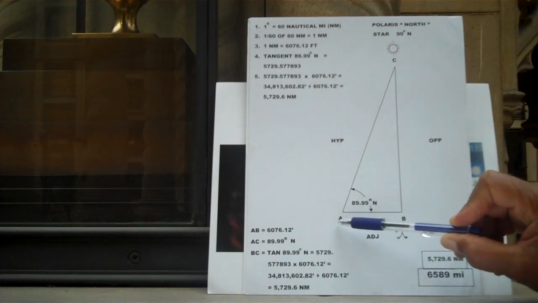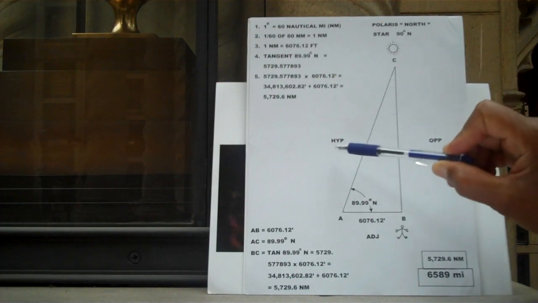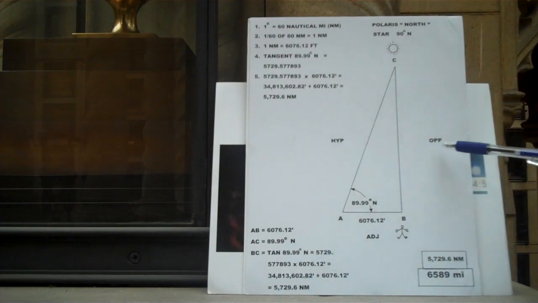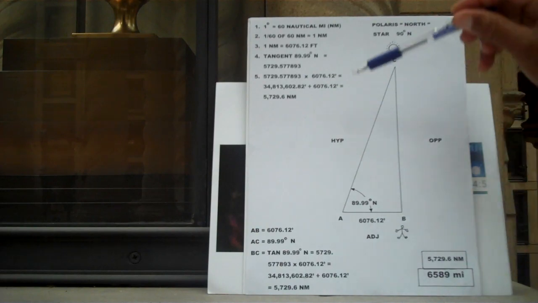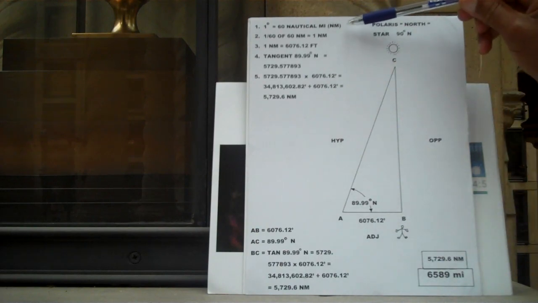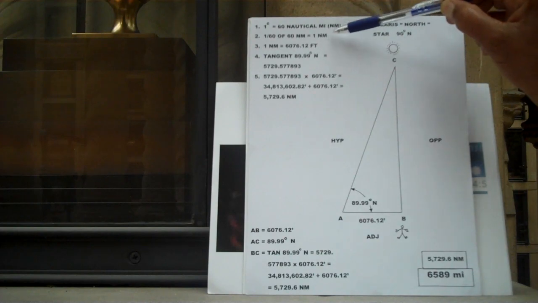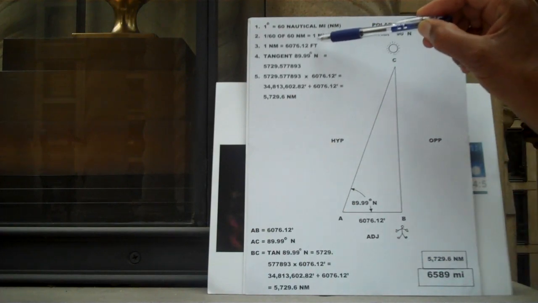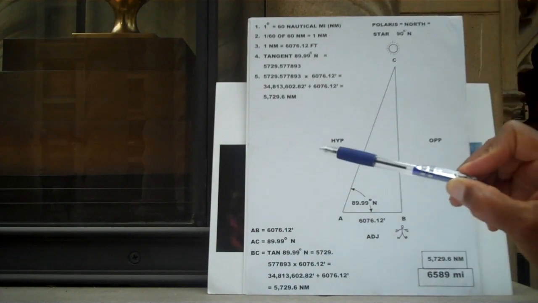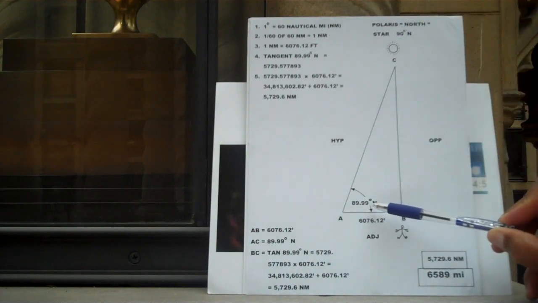Every triangle has 3 edges, A, B, and C. Every triangle has 3 sides: hypotenuse, opposite side, and adjacent side. Now, we'll start with number 1. 1 degree is equal to 60 nautical miles. 1/60th of 60 nautical miles is 1 nautical mile. 1 nautical mile is 6,076.12 feet.